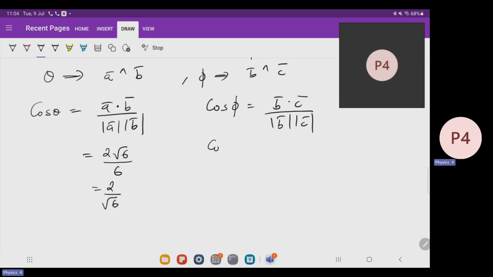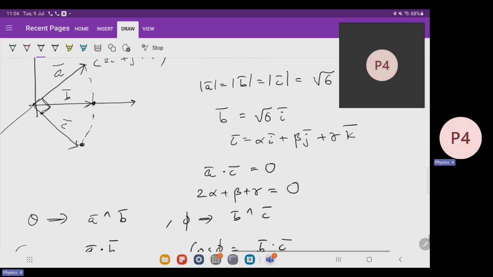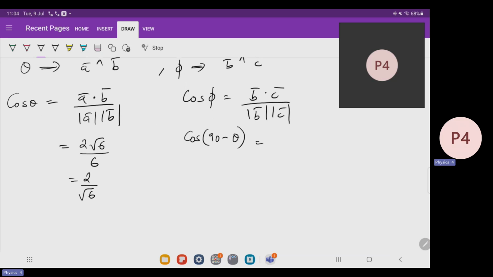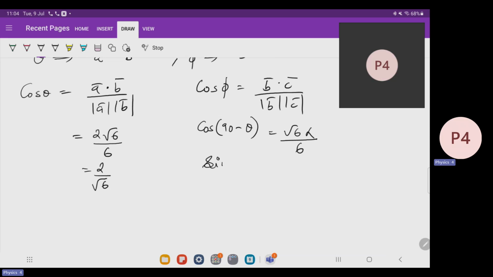What about cos phi? Now here phi can be written as 90 minus theta. This is B dot C. So B dot C, if you do, you will get root 6 alpha upon, again this is 6. Now what is cos 90 minus theta? This is sin theta, which is equal to alpha upon root 6.